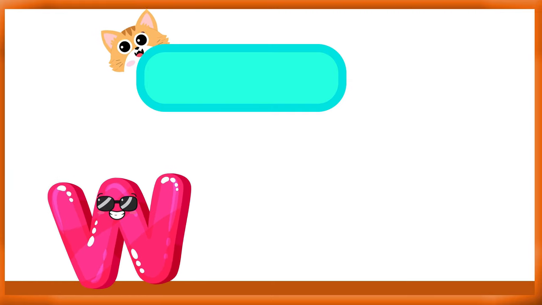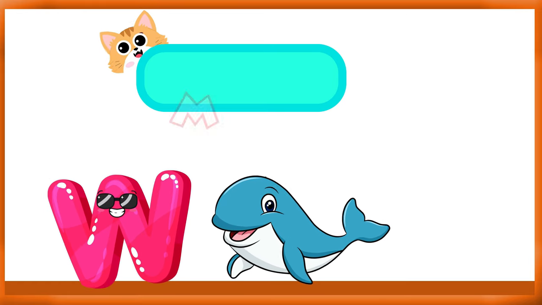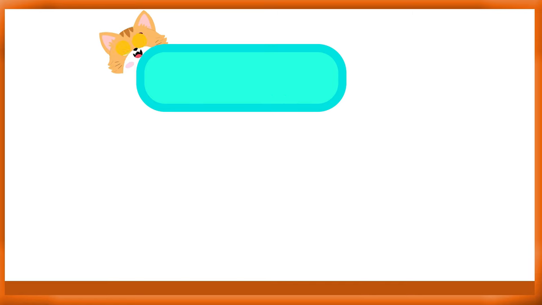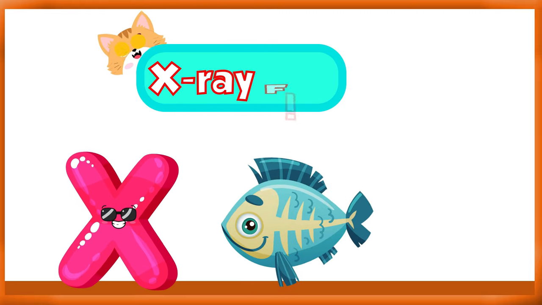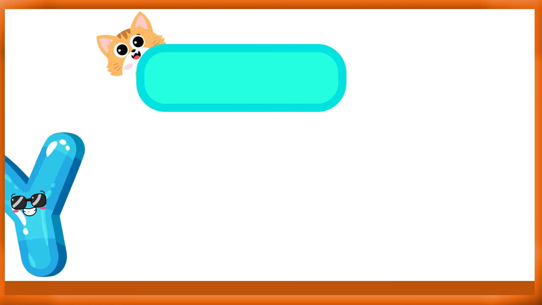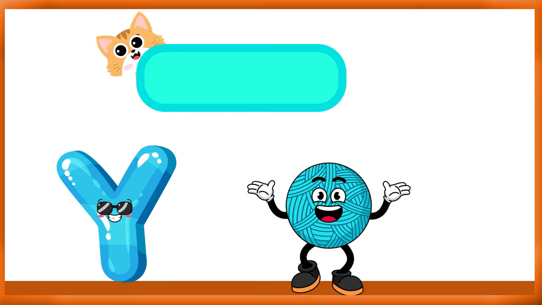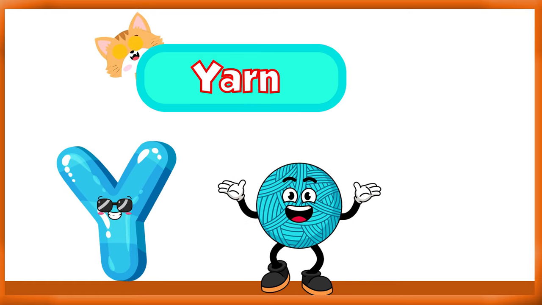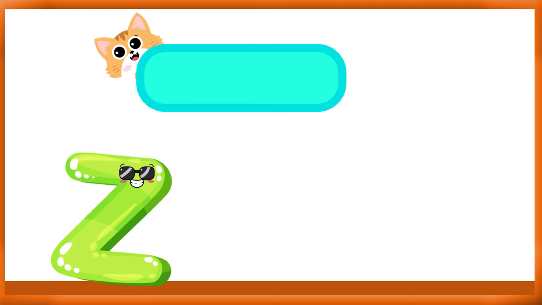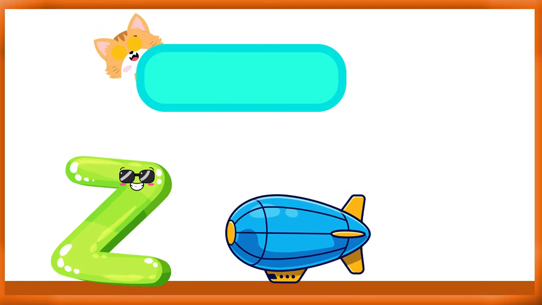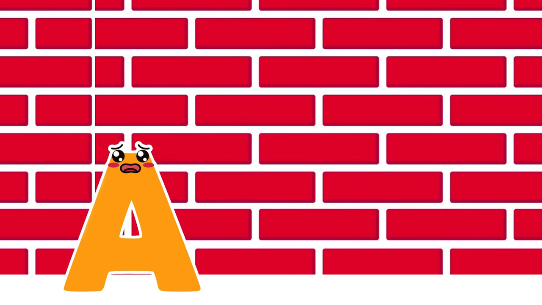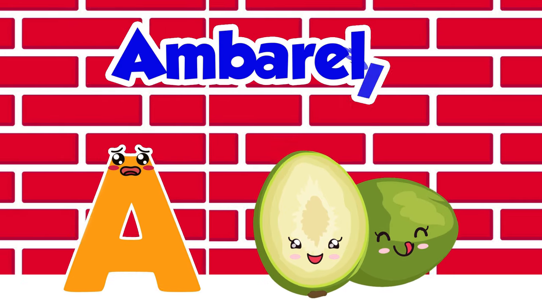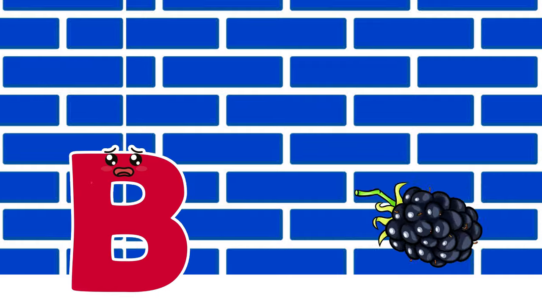Here comes the letter W. W, whale. Here comes the letter X. X, X-ray fish. Here comes the letter Y. Y, yarn. Here comes the letter Z. Z, zeppelin. A, A for umbrella. B, B for blackberry.